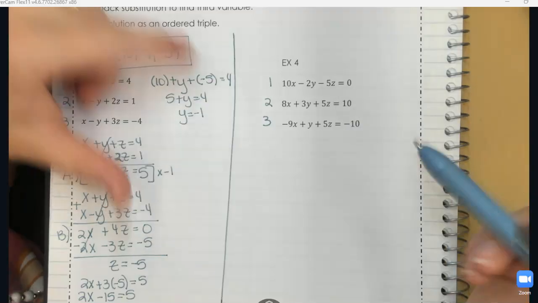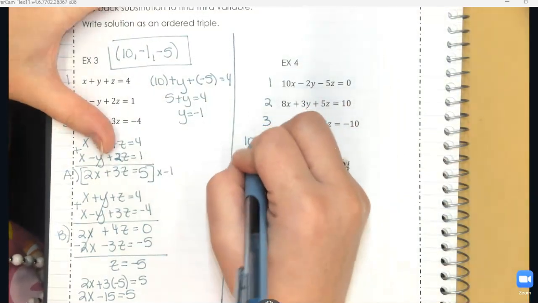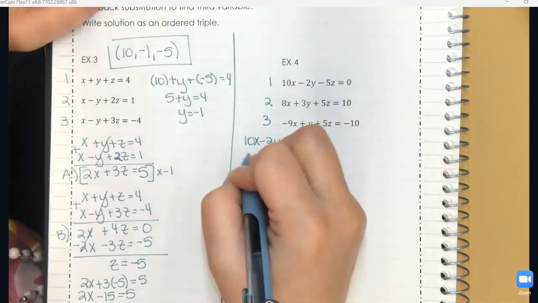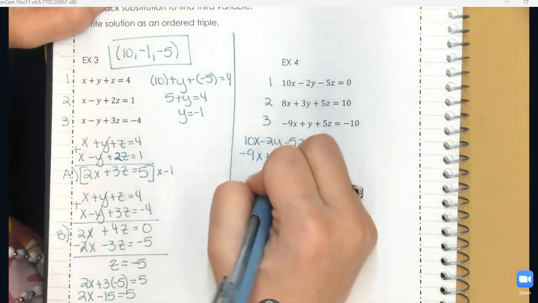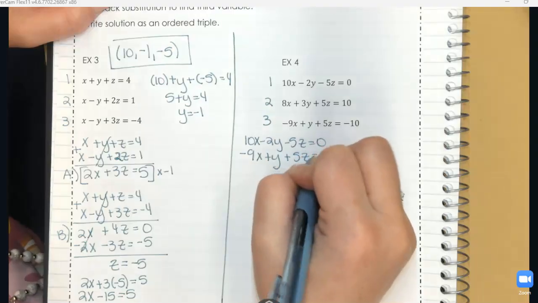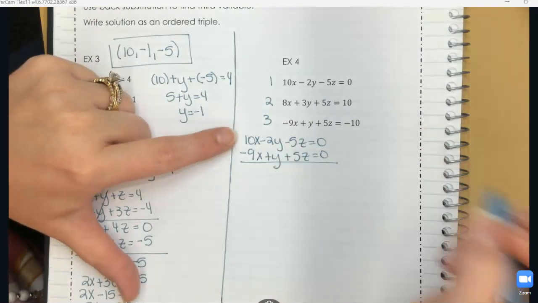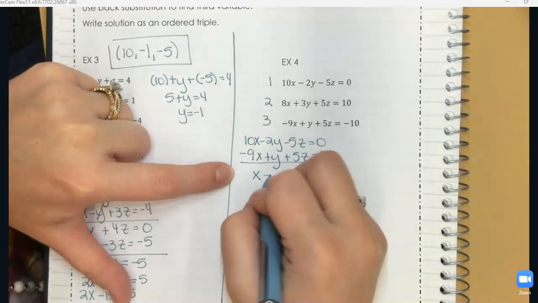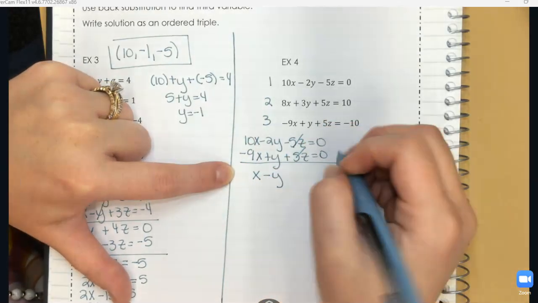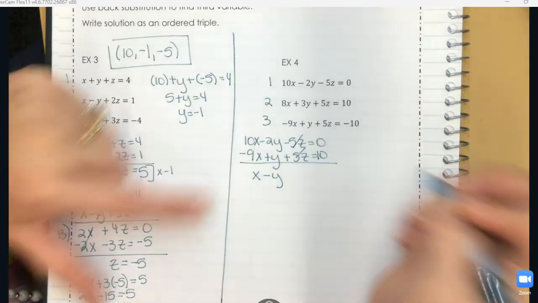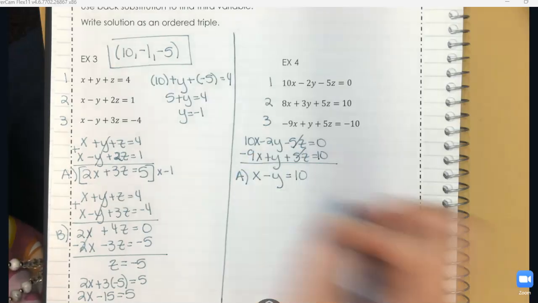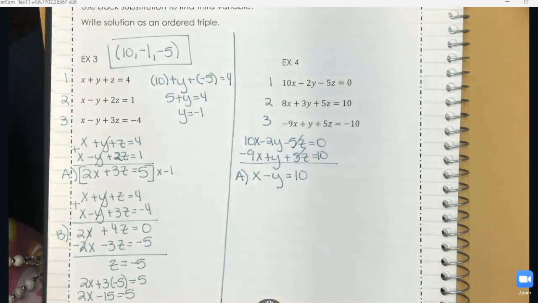So if I combine equations 1 and 2, I can eliminate my z term without having to do any manipulation. 10x minus 9x is x, -2y plus y is -y. That cancels, and I miswrote, that should have been a 10. 0 plus 10 is 10. So here is our equation A.